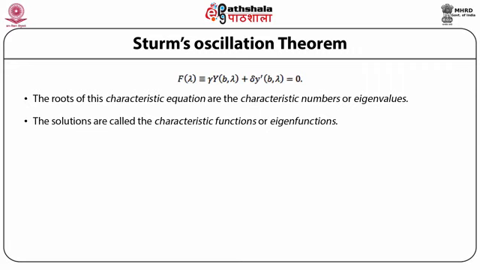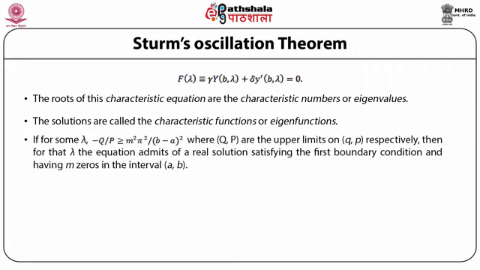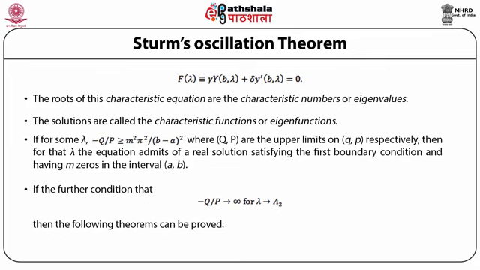As we have seen in the conditions for existence of oscillatory solution, if for some lambda minus q by p is greater than or equal to m square pi square divided by (b minus a) whole square, where capital Q and P are the upper limits on small q and small p respectively, then for that lambda the equation admits of a real solution satisfying the first boundary condition above and having n zeros in the interval a to b. If the further condition that minus capital Q by capital P tends to infinity for lambda tending towards Greek lambda 2 is imposed, then the following theorems can be proved.